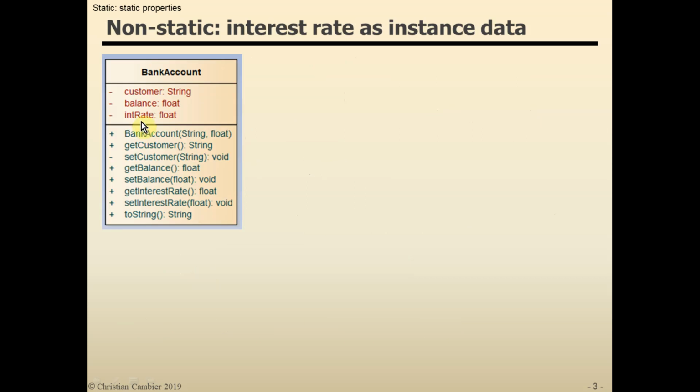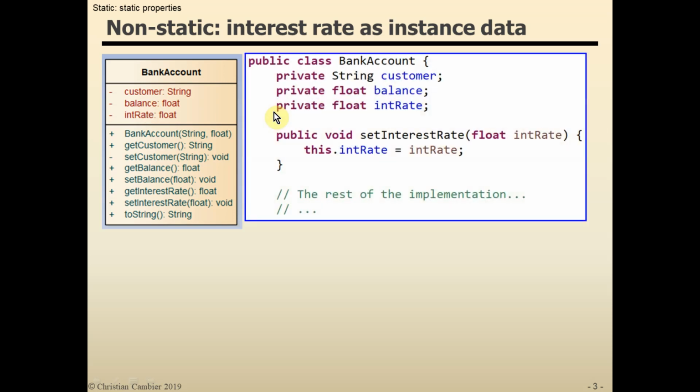I'll use class BankAccount, of which the UML class diagram is displayed here. Three properties: the name of the customer of type String, the balance of type float, and the property it is all about in this demo, the interest rate of type float. Now, unlike the name of the customer and balance, interest rate is not a property that is specific for any bank account. It should be the same for all instances. That is a specification. In the first implementation, we declare all three properties as instance variables. And we're also interested in the setter of interest rate.